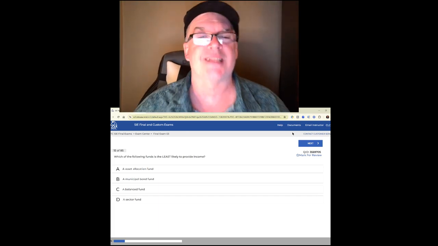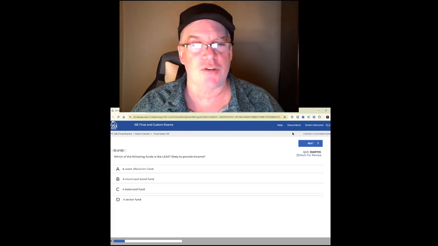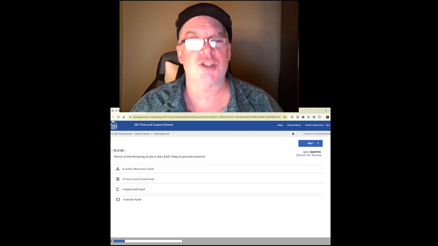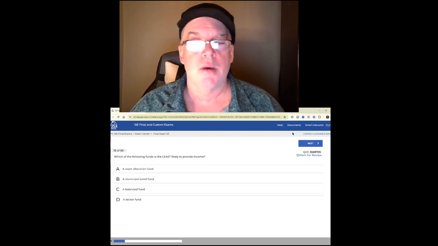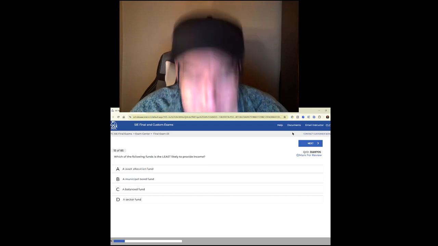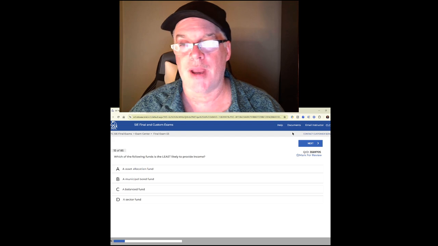Which of the following funds is least likely to provide income? An asset allocation fund, a municipal bond fund, a balanced fund, or a sector fund? Which is the least likely to provide income?